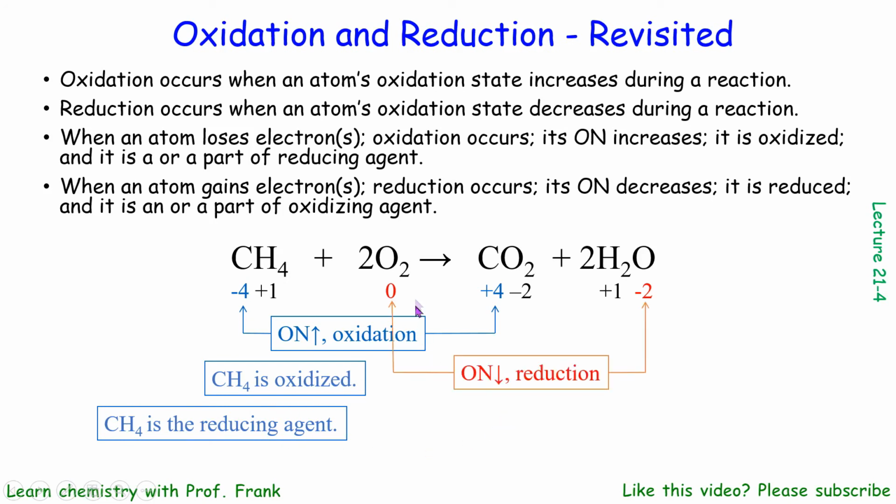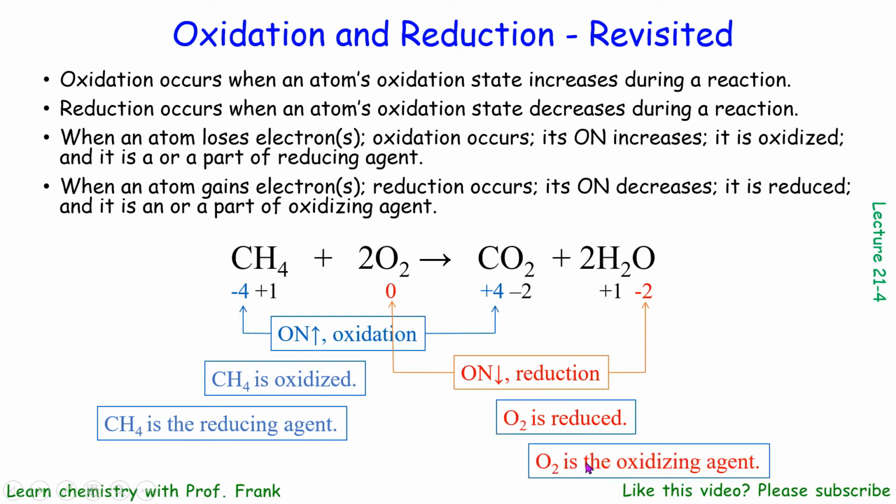Let's look at oxygen. Before the reaction, oxidation number is 0. After the reaction, oxidation number negative 2. So therefore, oxidation number goes down, and this is a reduction. Oxygen is reduced. Then oxygen itself is the oxidizing agent. Oxygen oxidizes methane because methane is oxidized.